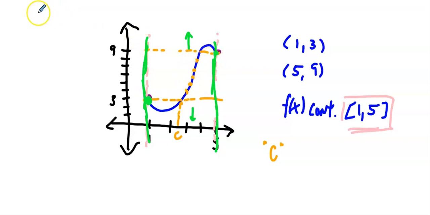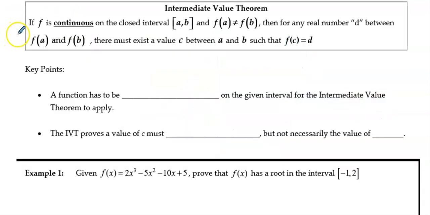So let's look at an example and see if that kind of makes sense to you. Okay, so the formal definition for the intermediate value theorem, and by the way, I should mention that we are going to call this IVT, and it's totally fine for you guys to call it IVT as well. So the intermediate value theorem says f is continuous on the closed interval.